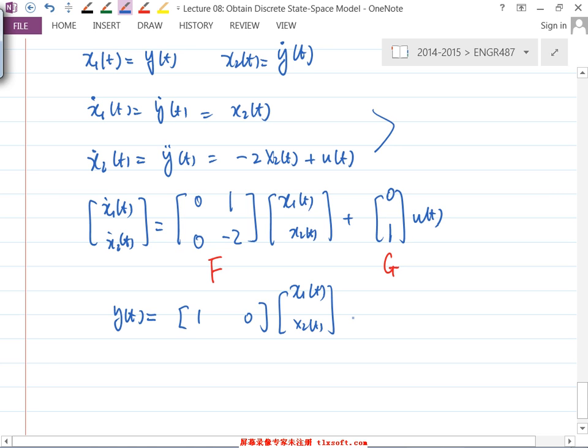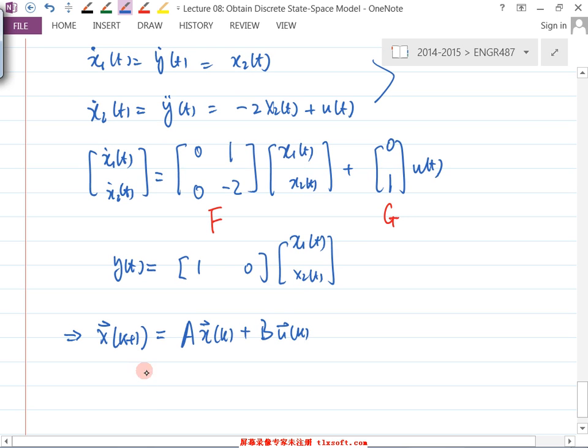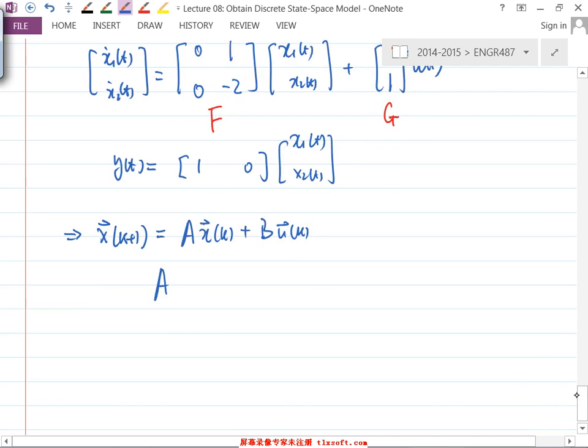So now what we're basically trying to do is to discretize this guy, right, with what we learned today. So my discretization is to get x of k plus 1 equal to A x of k plus B u of k. And A here, as we learned, A equal to e to the power of F times capital T, and B equal to this.